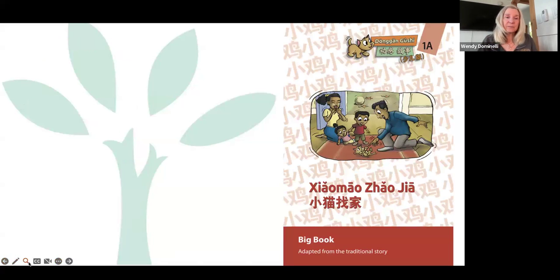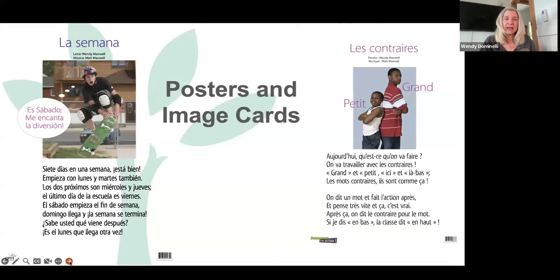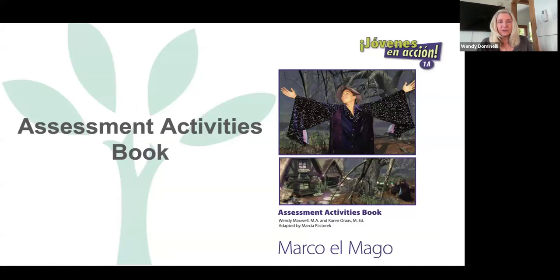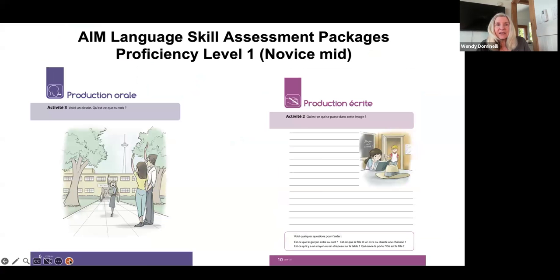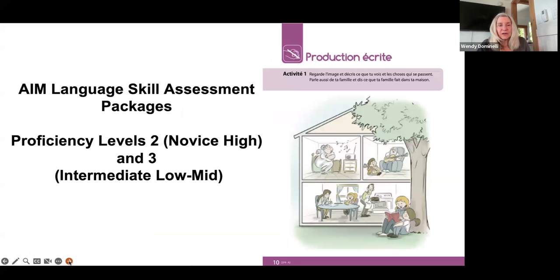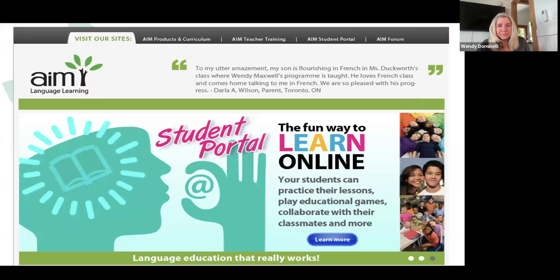You also have a big book, which is hard copy and projectable onto a whiteboard, and it's read aloud with highlighted text. The posters and image cards are also hard copy and also projectable onto a whiteboard. We have assessment activities books and CEFR activities books, DELF-like tests representing the language proficiency levels of the CEFR that you can offer to your students as well.